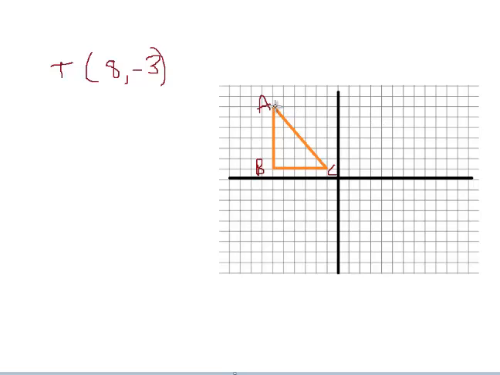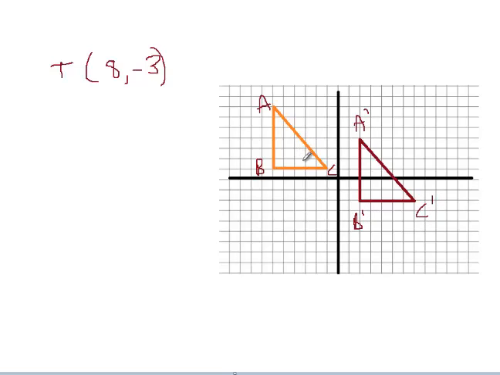X is going to be positive 8, so that's 1, 2, 3, 4, 5, 6, 7, 8. And y is negative 3, 1, 2, 3. And we're going to do the same thing except 6 down and 5 over, which is the same dimension as the previous example. So this new set over here is going to be A prime, B prime, C prime.